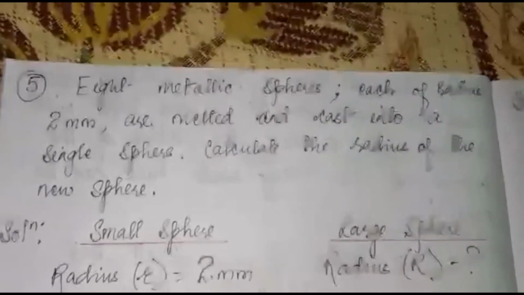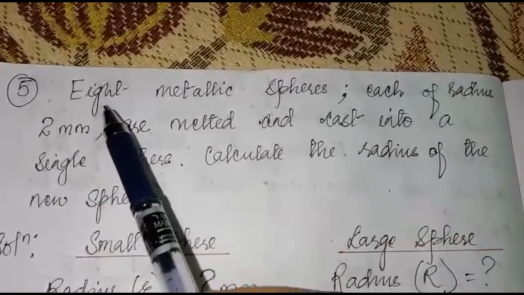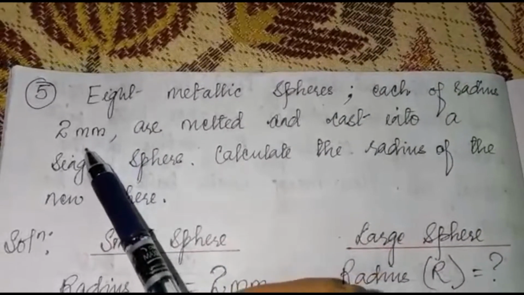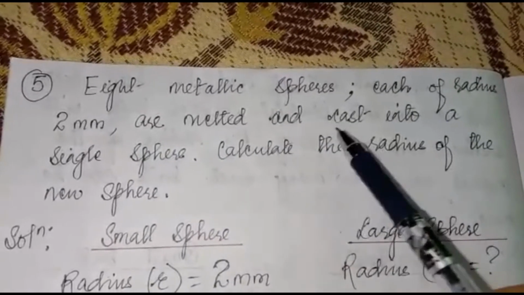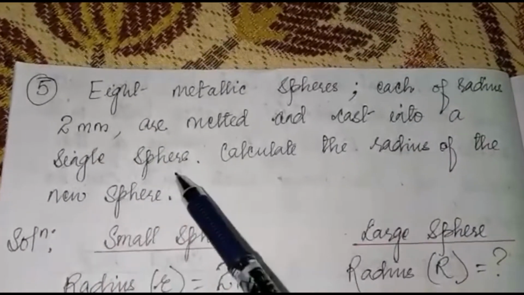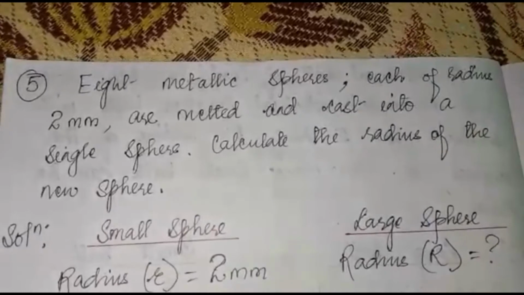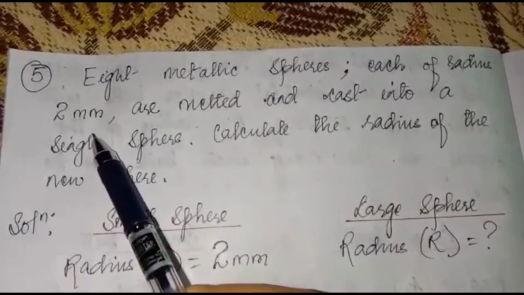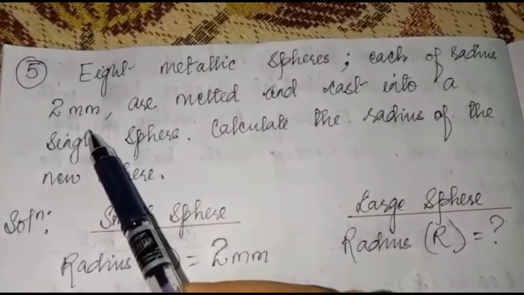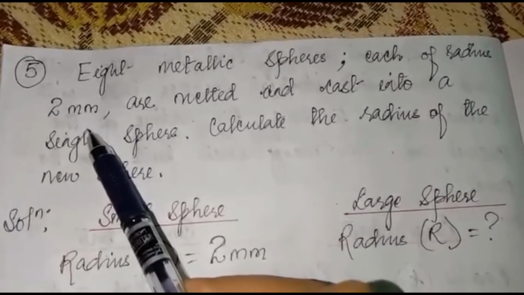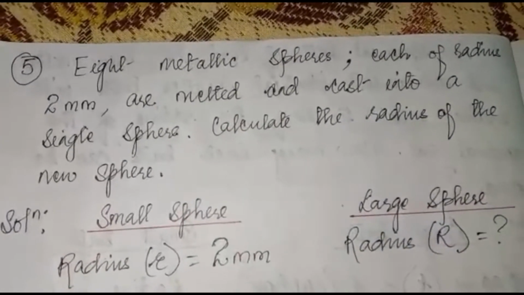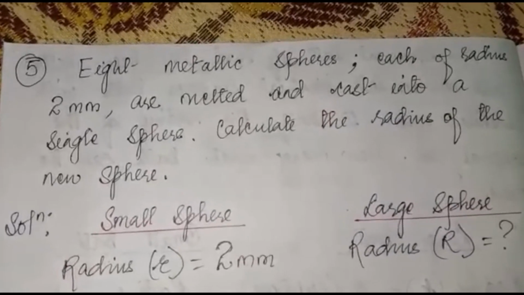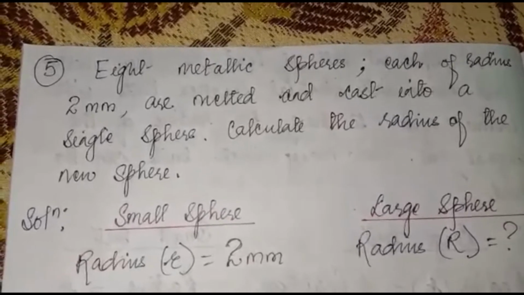Now next is question number 5. 8 metallic spheres, each of radius 2 mm, are melted and cast into a single sphere. Now you have 8 small metallic spheres whose radius is 2 mm. Now you have to melt all those 8 metallic spheres and convert them into one single sphere. So when you convert those 8 metallic spheres into a single sphere, you have to find its radius.